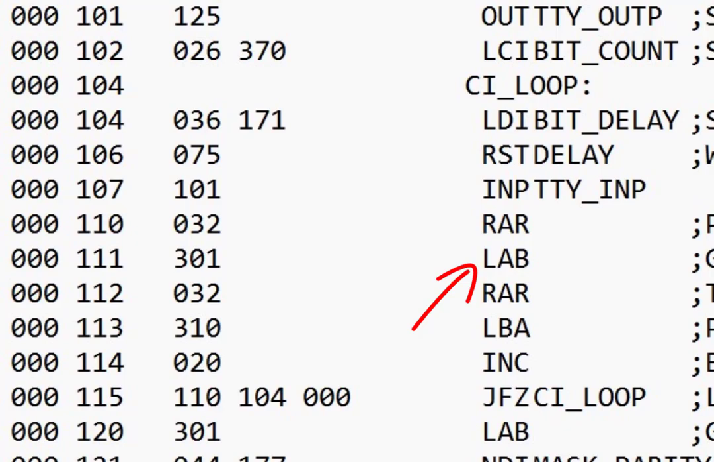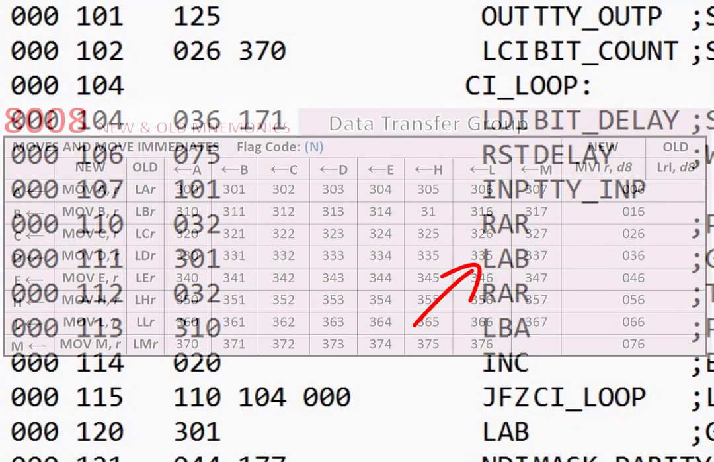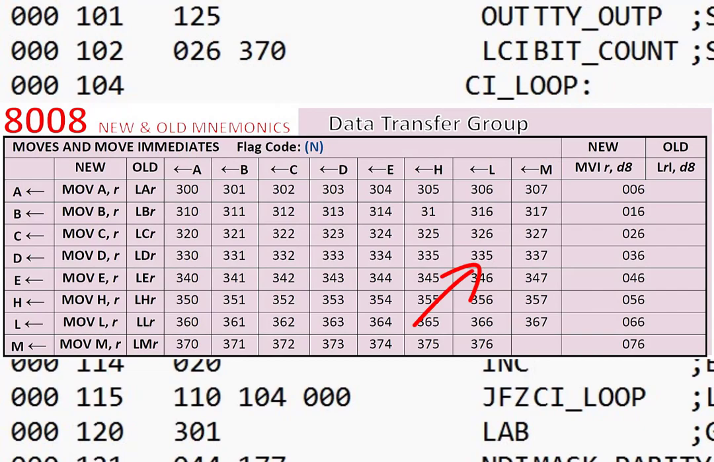Looking at the old instruction, it gives us the idea that maybe this is actually only a 1-byte instruction because there's no operand in this old format. It's just LAB. Everything's contained in that. In fact, this is the case. Either one of those, the move A, B or the LAB, will result in the machine instruction 301 in octal, which is only 1 byte.